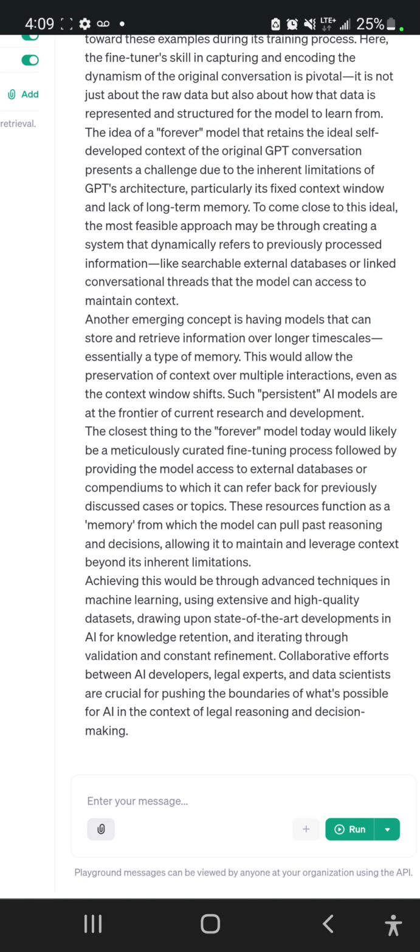Achieving this would be through advanced techniques in machine learning, using extensive and high quality data sets, drawing upon state of the art developments in AI for knowledge retention, and iterating through validation and constant refinement. Collaborative efforts between AI developers, legal experts, and data scientists are crucial for pushing the boundaries of what's possible for AI in the context of legal reasoning and decision making.